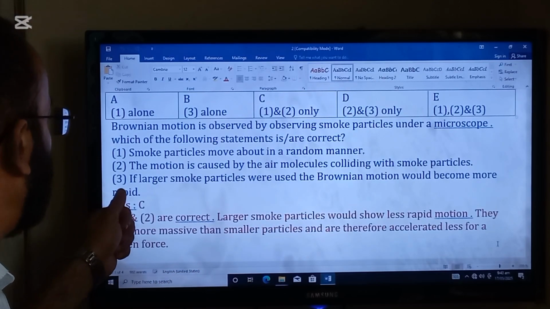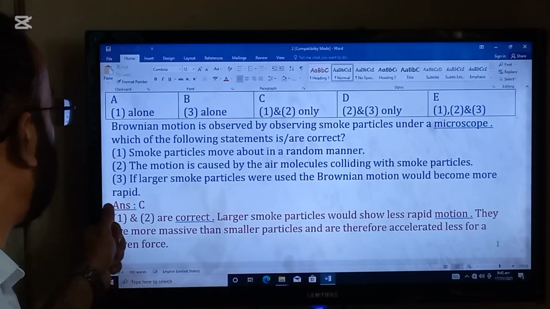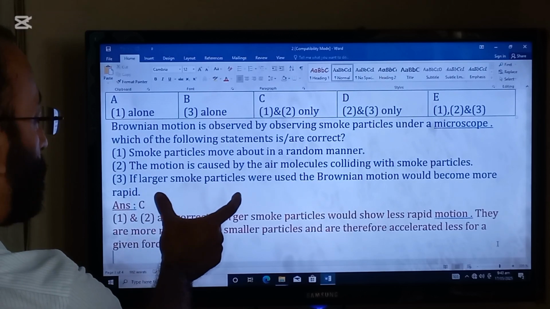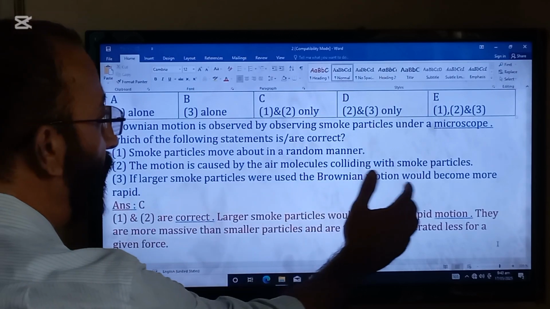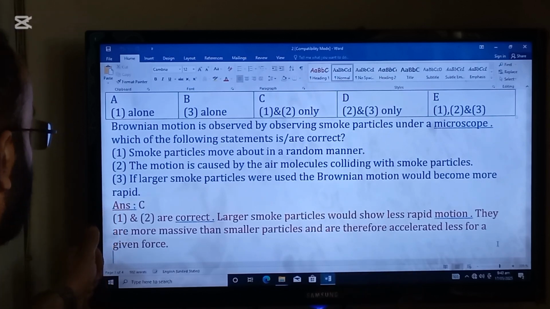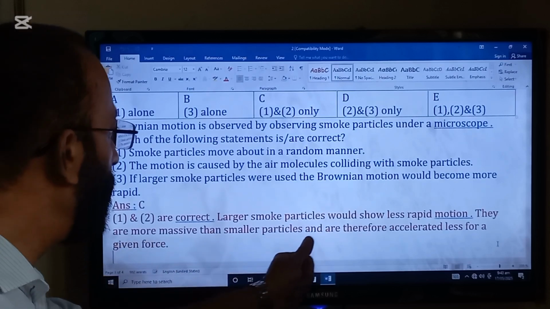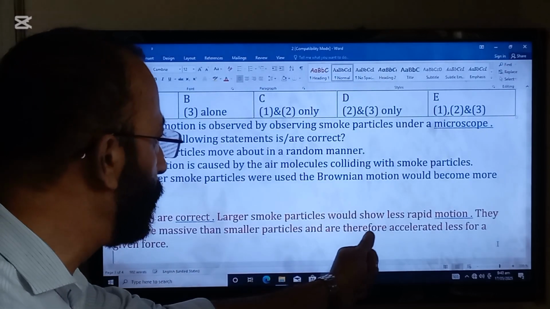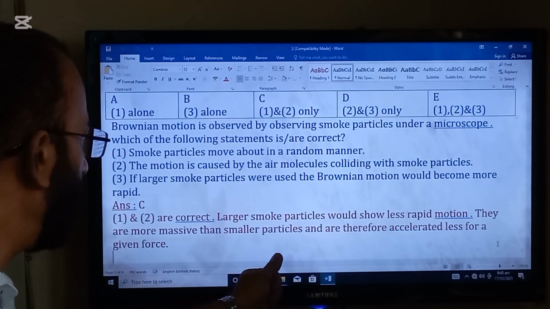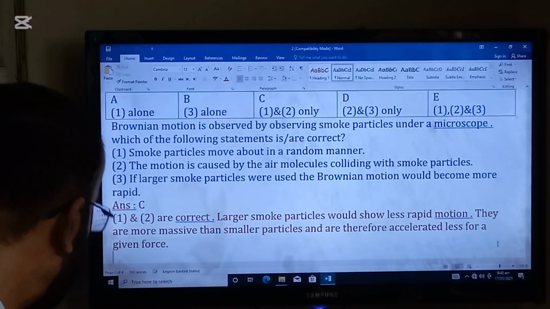And 3rd is, if larger smoke particles were used, Brownian motion would become more rapid. The 3rd option is not right because when larger smoke particles are used, Brownian motion will get slower, not more rapid. So C option is right, that is 1 and 2 only. Larger smoke particles would show less rapid motion. They are more massive than small particles and are therefore accelerated less for a given force.